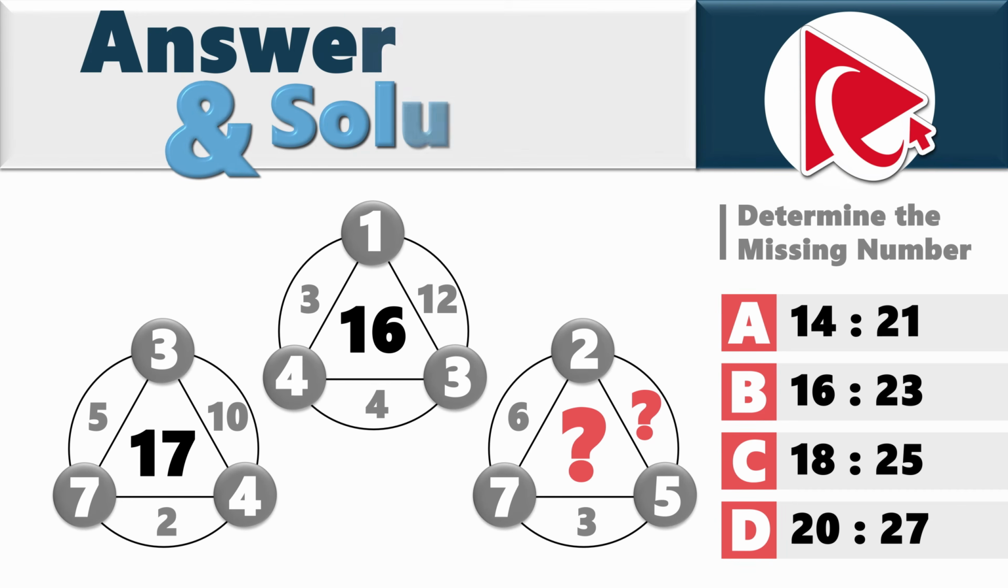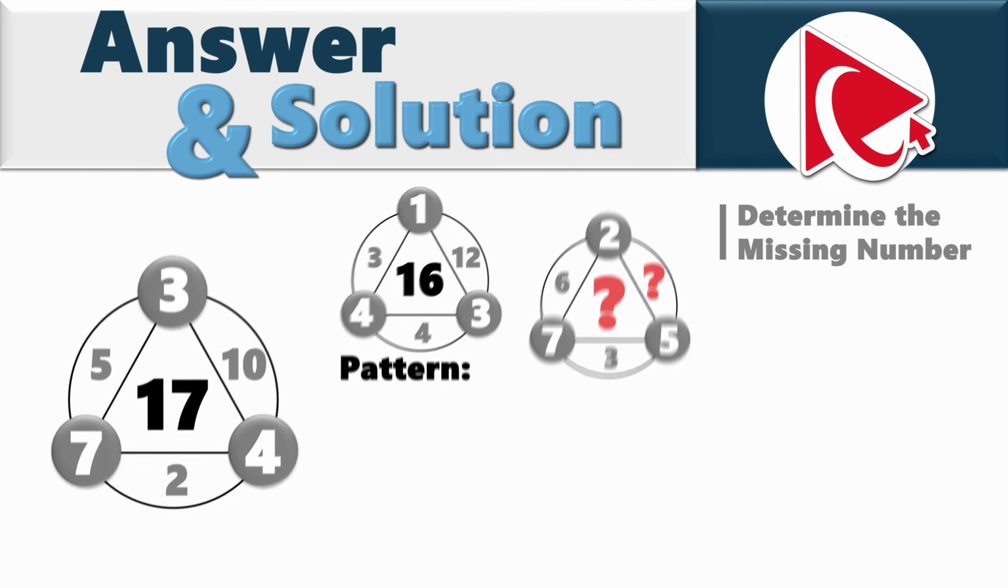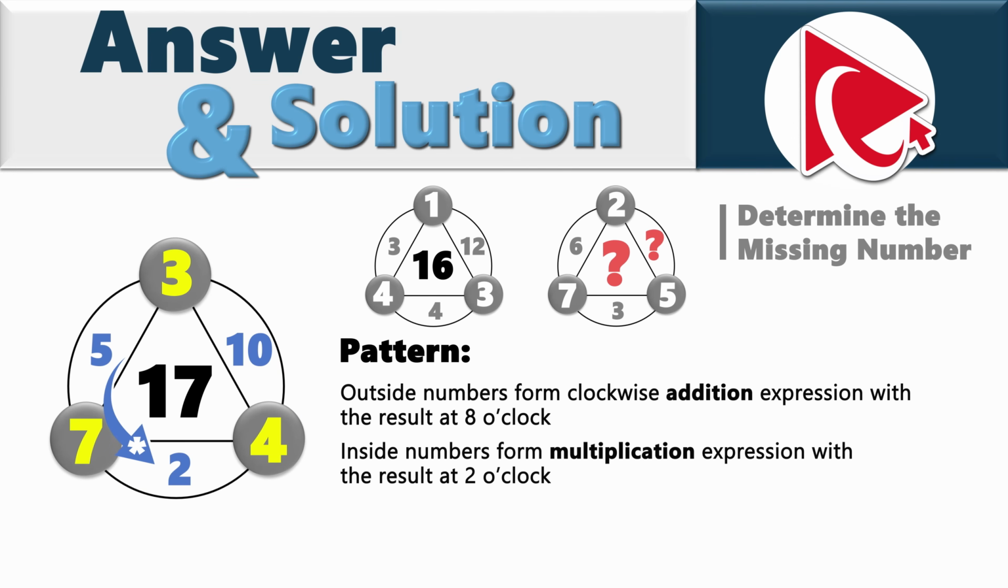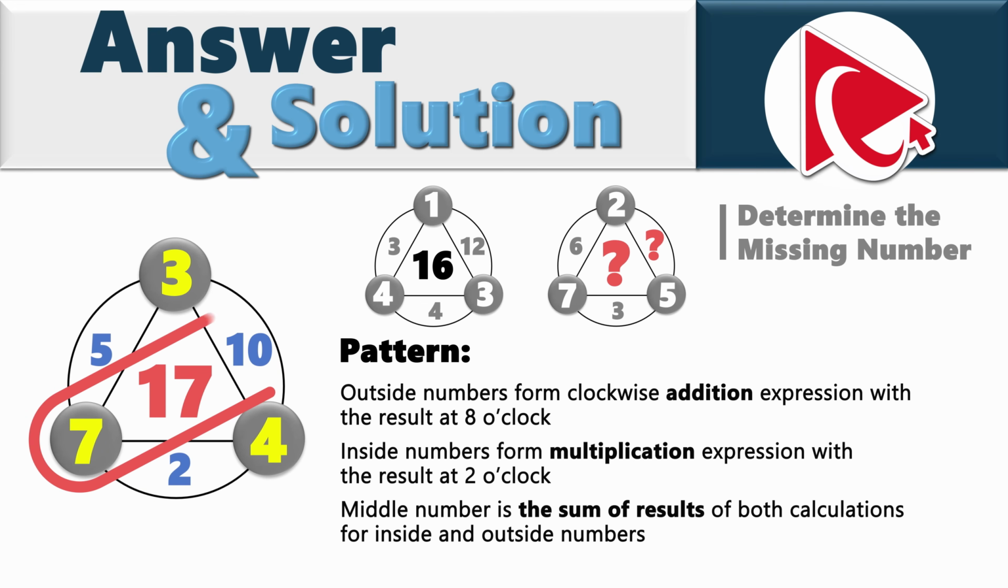If you look closely, you can easily recognize the pattern. In fact, outside numbers form clockwise addition expression with the result at 8 o'clock. And inside numbers form multiplication expression with the result at 2 o'clock. And middle number is the sum of results of both calculations for inside and outside numbers.